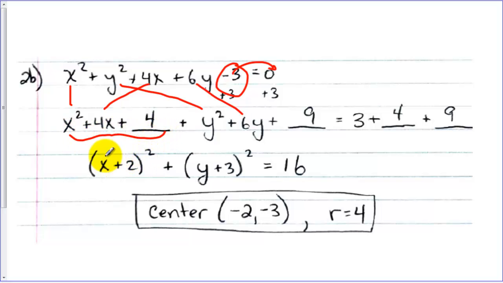Factor that as a perfect square. Factor that out to here, a perfect square. Add those, we get 16. So again, remember when we get the center, we're taking the opposite of those two numbers. And the square root, this is r squared, so we have to square root that to get r.